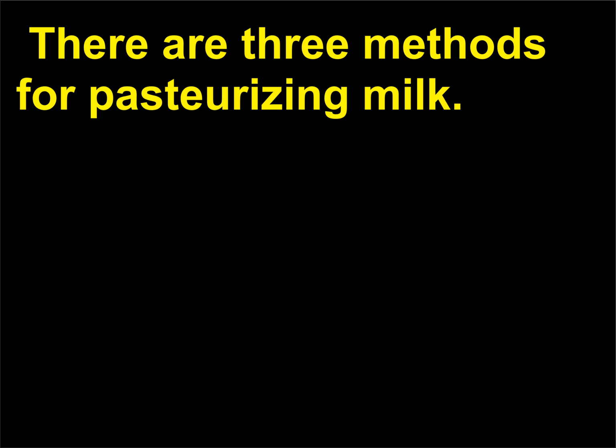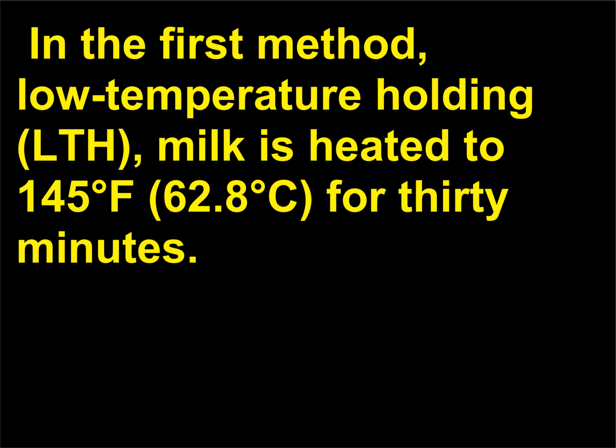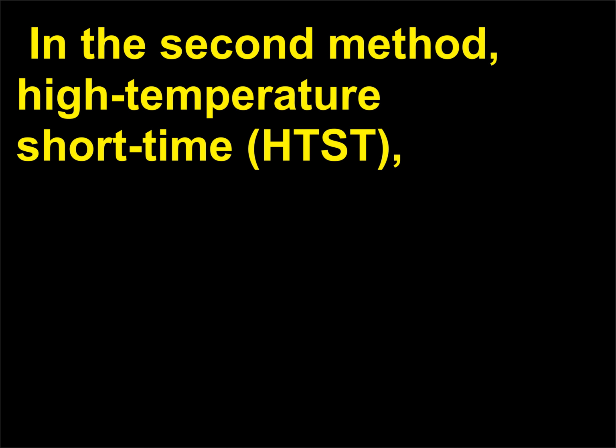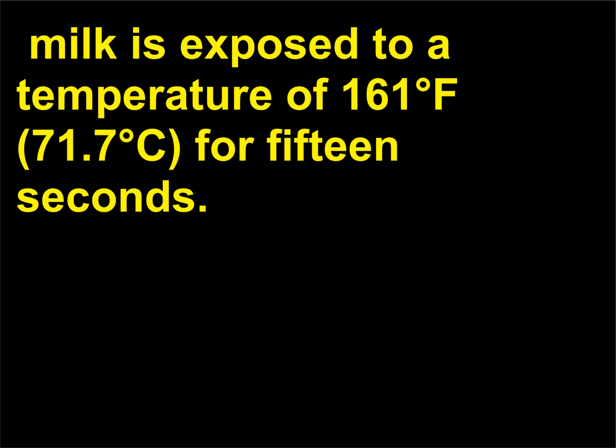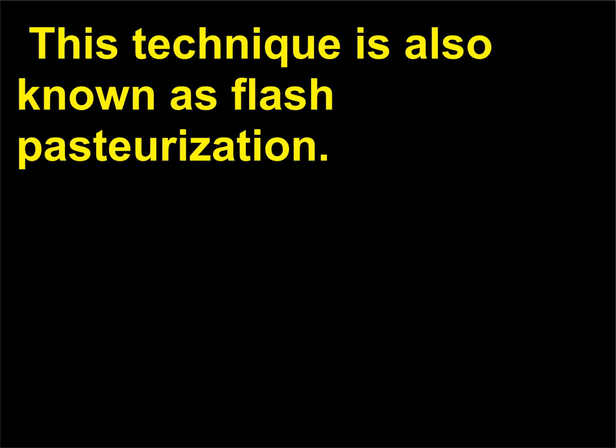There are 3 methods for pasteurizing milk. In the first method, low temperature holding, LTH, milk is heated to 145 degrees Fahrenheit, 62.8 degrees Celsius, for 30 minutes. In the second method, high temperature short time, HTST, milk is exposed to a temperature of 161 degrees Fahrenheit, 71.7 degrees Celsius, for 15 seconds. This technique is also known as flash pasteurization.